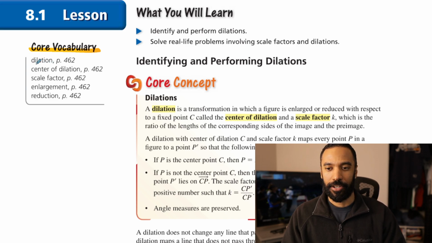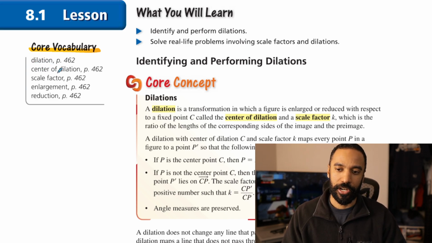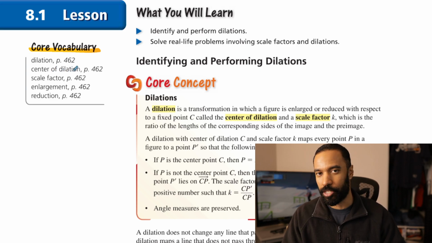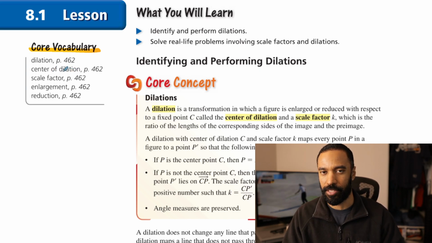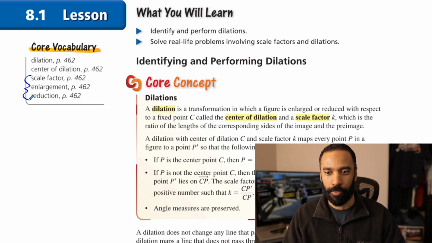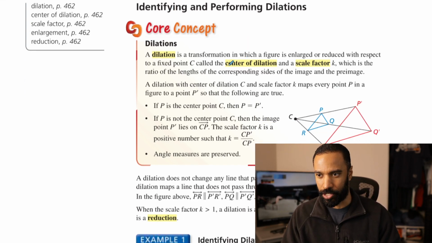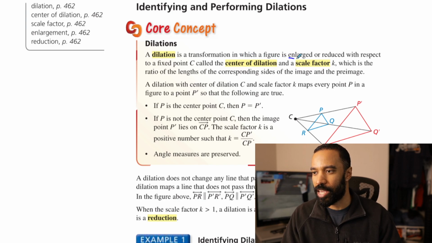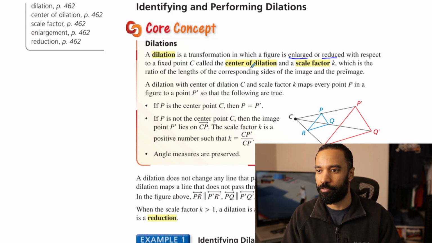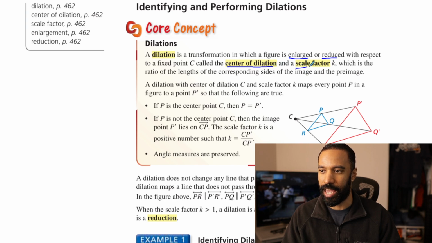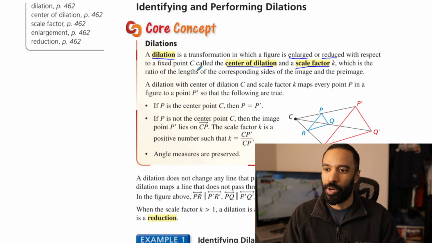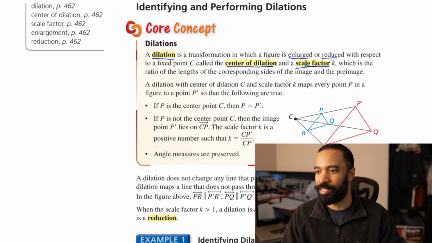Okay, core vocabulary, new word here, dilation. There's also center of dilation, an important part within the transformation itself, something we won't use after this section, really. Scale factor, enlargement, and reduction. These are all kind of within the same bit as well here. Okay, identifying and performing dilations. What is a dilation? It's a transformation in which a figure is enlarged or reduced with respect to a fixed point C called the center of dilation and a scale factor k. Well, we just used every single target word here that we need, which is the ratio of the lengths of the corresponding sides of image and pre-image.